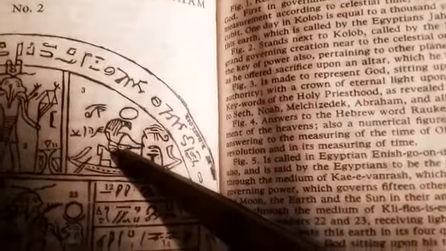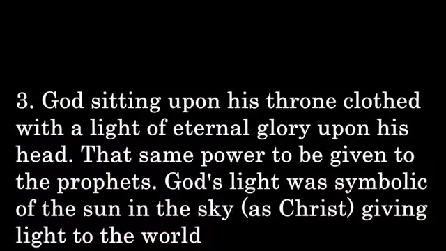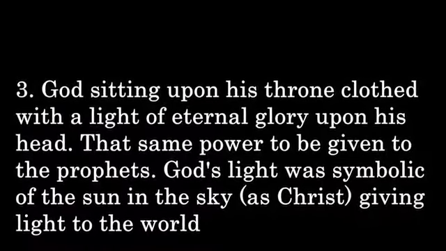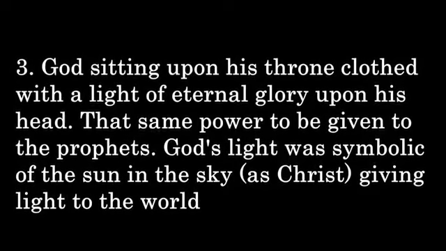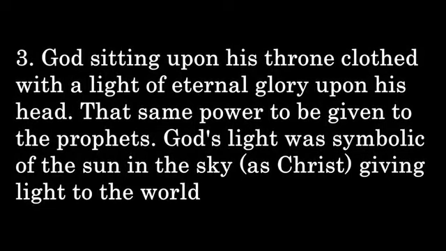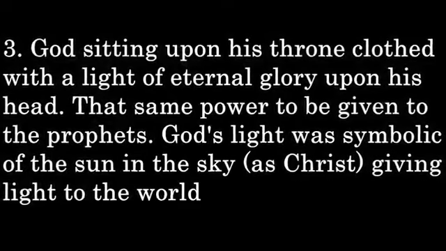What does the prophet tell us that figure 3 should mean here, over here? The scriptures tell us God is light. God sitting upon his throne, clothed with the light of eternal glory upon his head. That same power to be given to the prophets. God's light was symbolic of the sun in the sky, as Christ giving light to the world.